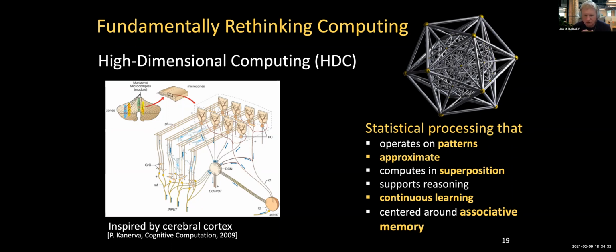It is approximate, it's not a correct match. If you're somewhere in the neighborhood, you're fine. Interestingly, and I'll talk more about that in a minute, it computes in superposition: information is overloaded on top of each other in those patterns. It supports reasoning and continuous learning. You can adjust the state continuously. And as I said, it's centered around associative memory. So this is very exciting, and we've been playing around with this. Is this an opportunity to build these very efficient computers that can help operate my human internet?